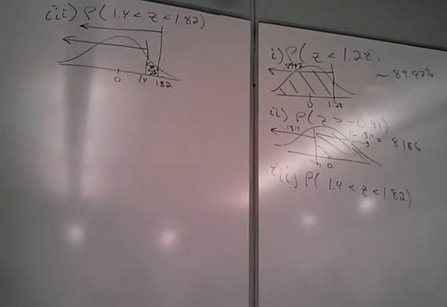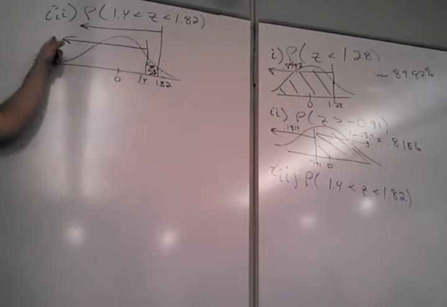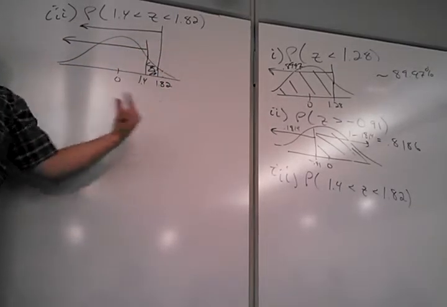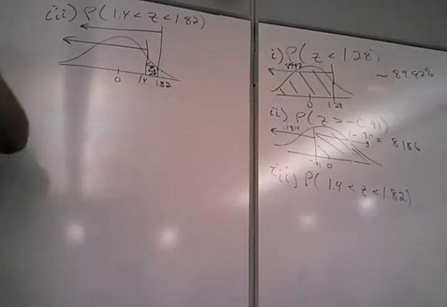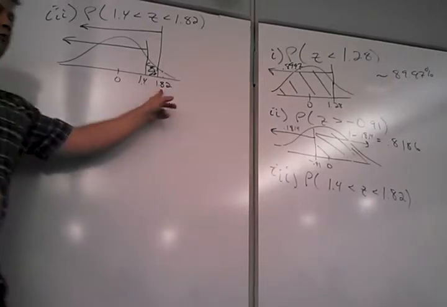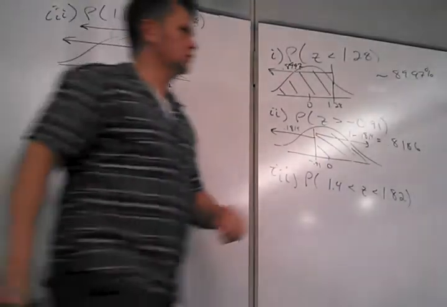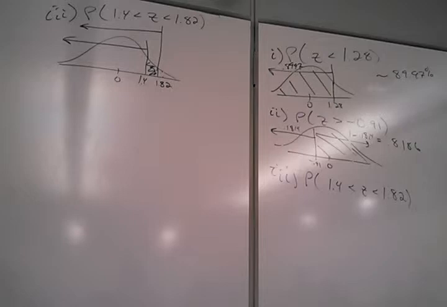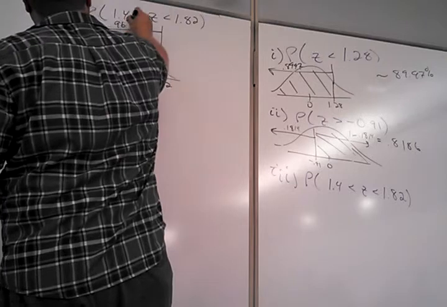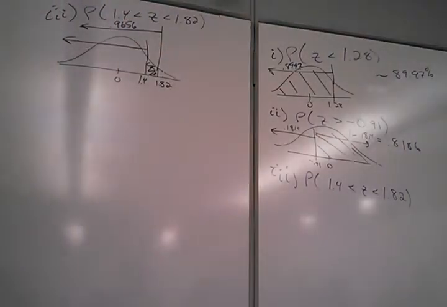So what do you get when you look up 1.82? What area do you get? Let's see, the 1.82. Be careful now, make sure it's positive. .9656. Yeah, .9656. So you get .9656 there. Is that cool? .9656 here, 1.82. And what do you get when you look at 1.4? Yeah, 1.4, .9192. So if you just take the difference between those, .9656 minus .9192, .0464. I like it.